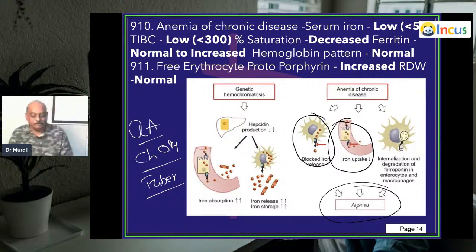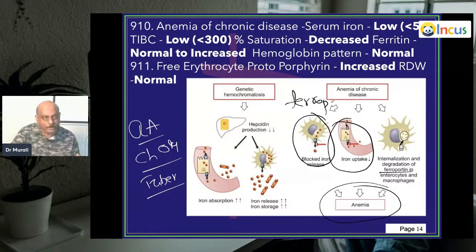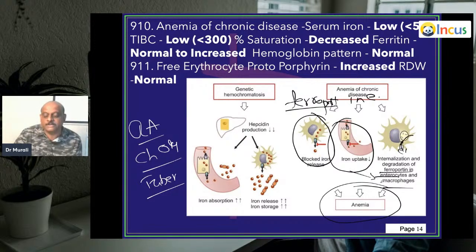And also, iron is captured as ferroportin. There is an internalization and degradation of this ferroportin in the enterocytes and macrophages, not RBCs, enterocytes. Because of this degradation of ferroportin, iron absorption gets affected, and that leads to development of anemia. So that is the main thing, commonly asked question.